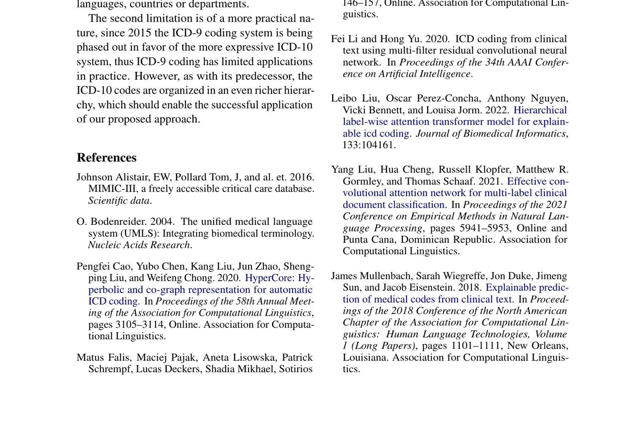The authors emphasize the importance of addressing these limitations in future research, particularly in adapting the proposed approach to accommodate the ICD-10 system and expanding the dataset to include more diverse clinical notes. They also suggest exploring new methodologies that can leverage the richer hierarchy of ICD-10 codes for enhanced accuracy and efficiency in medical coding. In conclusion, this paper highlights the challenges and opportunities in automating ICD coding, emphasizing the need for further development of machine learning models capable of handling complex clinical data and adapting to evolving coding systems.